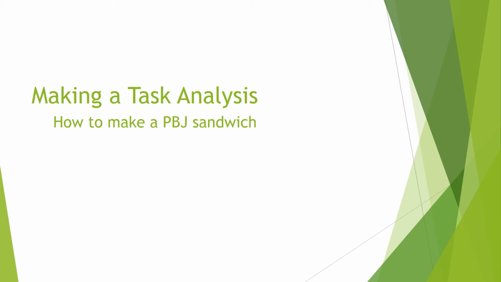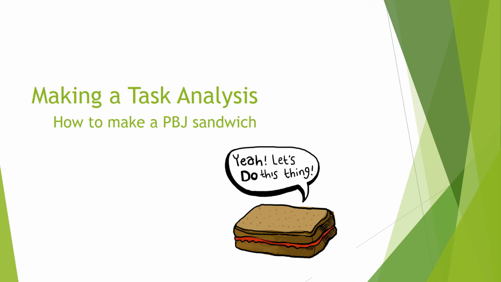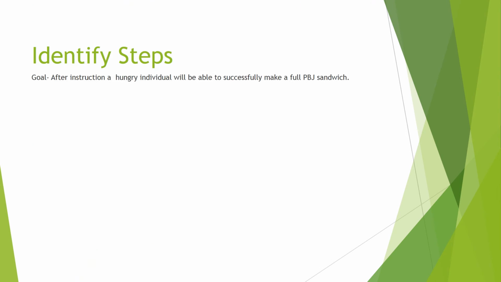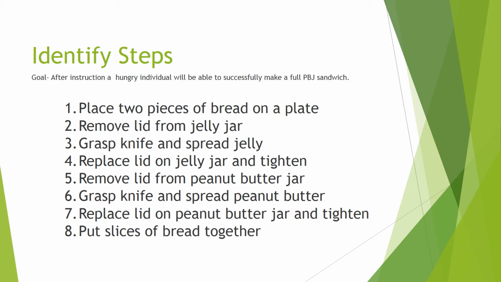Making a task analysis. How to make a peanut butter and jelly sandwich. Let's try it. Identify our instructional goal. After someone has received our instruction, they should be able to successfully make a full peanut butter and jelly sandwich. Identify our steps. While it may seem like a simple task, for this process we are using 8 steps to make the peanut butter and jelly sandwich. Depending on the type of instruction, fewer or more steps may be required. There is no set number.